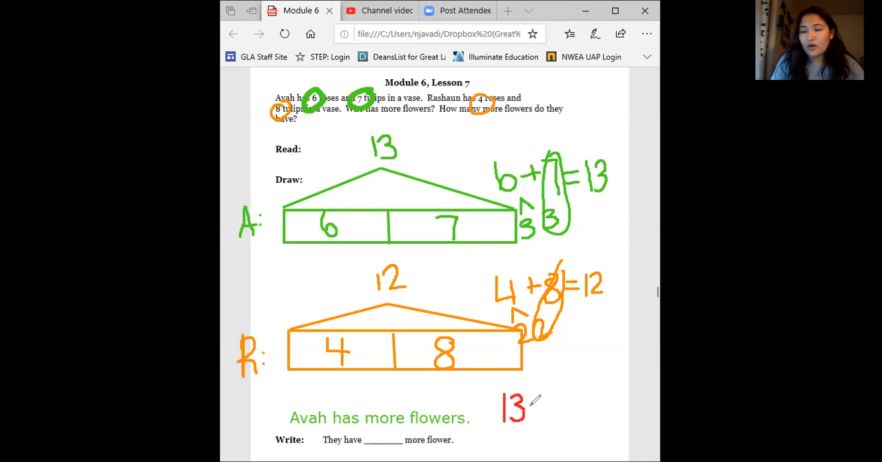We're going to take away or subtract 12. Now we need to know how many are left over. To do that, you can either count up or count down. I'm going to grab 12 and count up.